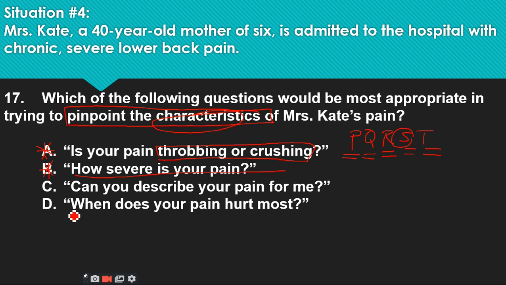Letter D, when does your pain hurt most? That's going to be the precipitating or the provoking factor. So that's going to be wrong also. The best answer for number 17 is letter C. Can you describe your pain for me? So that's going to be the correct answer for number 17.